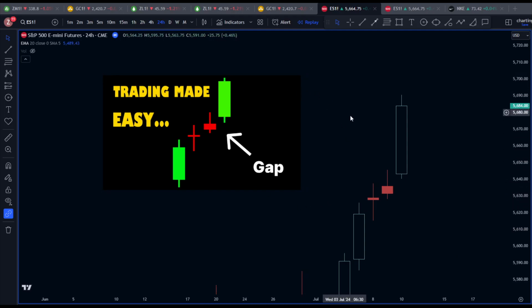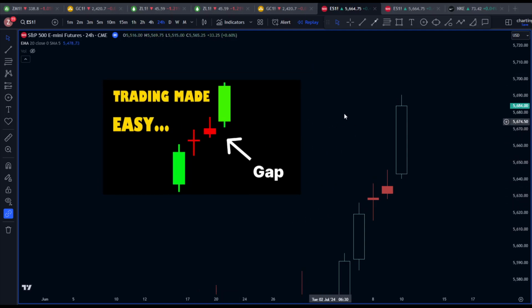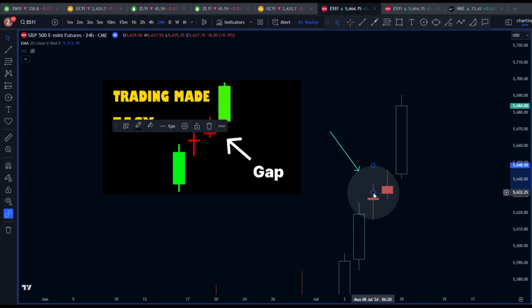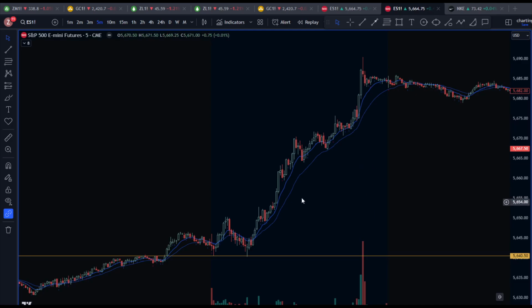This trading strategy I'm about to show you is called a gap over red. Now I'm going to demonstrate it by going over the recent price action of the E-mini, where this gap over red setup allowed me to catch this explosive move to the upside.